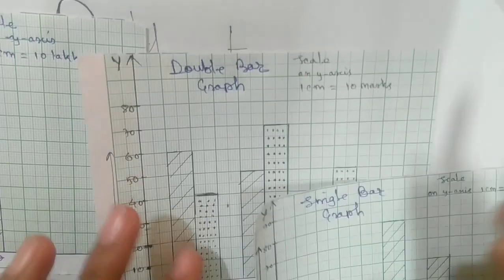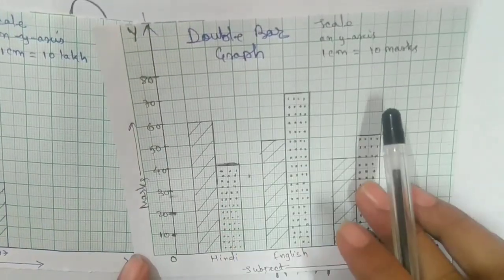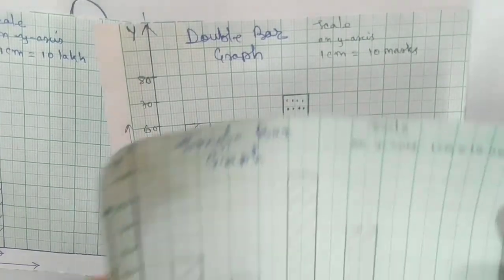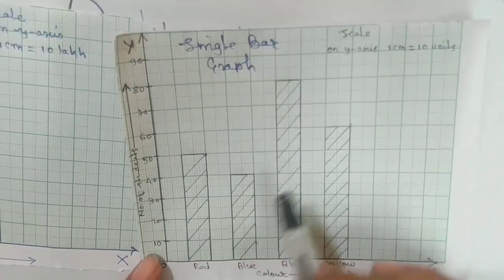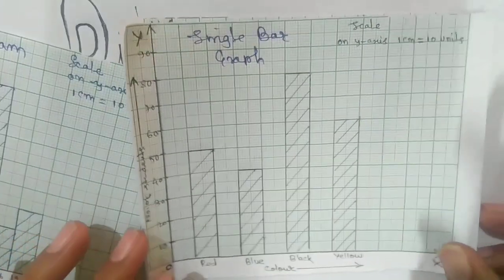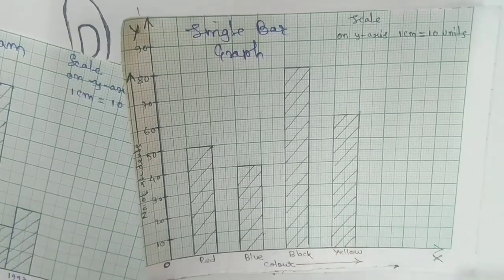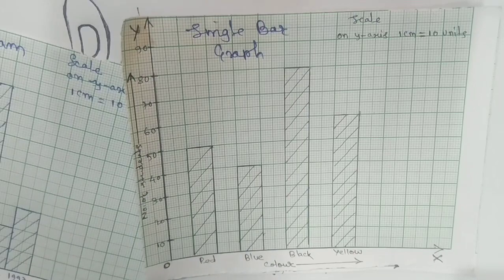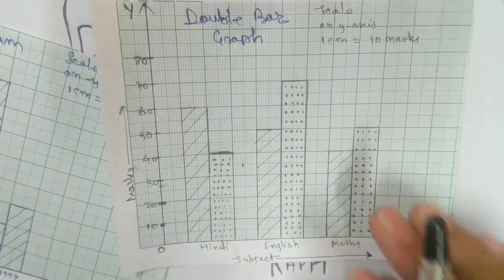And the double bar graph: sometimes we compare. When we compare, we use a double bar graph. And to represent a single set of data, then we use the single bar graph. That means it will represent individual work, or different colors, or different weeks, student presence, absence. In that case we use a single bar graph. And generally to compare anything we use a double bar graph.